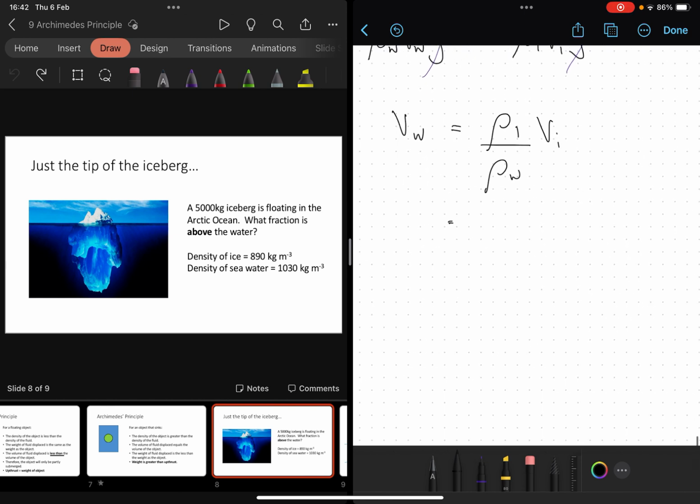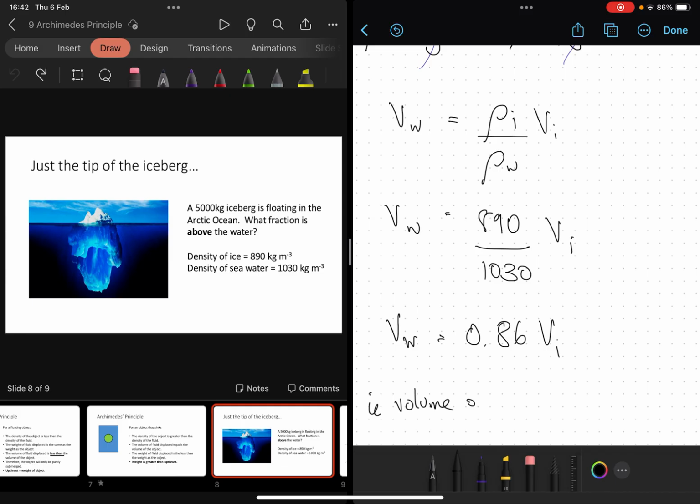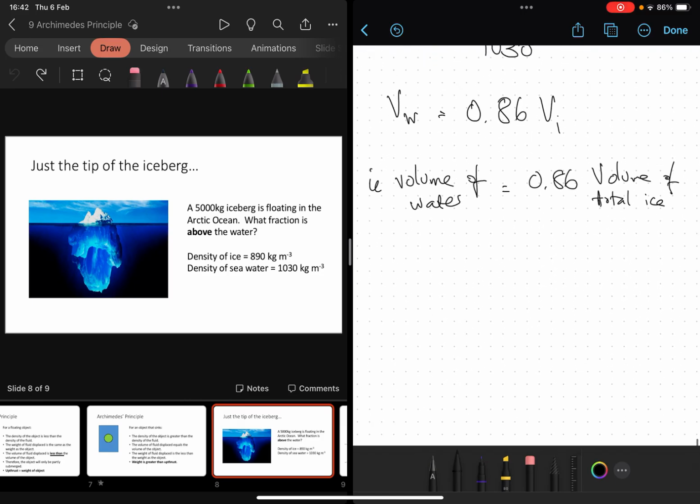The question gives me my density values. So the density of ice is 890, the density of water is 1030. And if I calculate that fraction, it comes to 0.86. Okay, so in other words, the volume of the water which gets displaced is 0.86 times the volume of the total amount of ice that we've got.